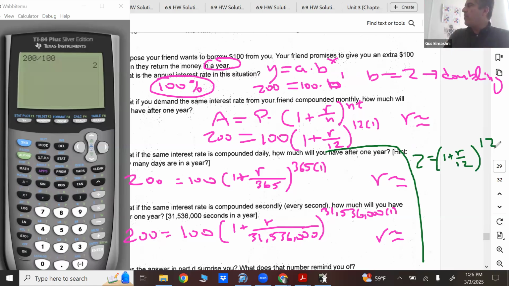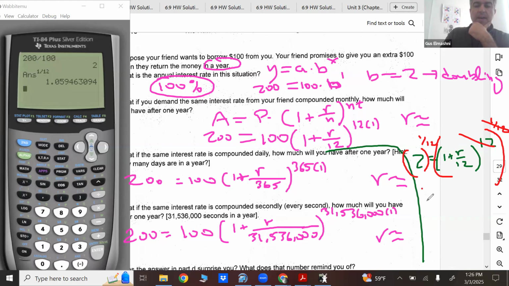Okay, how do I get rid of that 12 exponent? What do I do to both sides? Not square root, but close. What kind of root do I do? The 12th root, exactly. So I have to raise that to the 1/12th power. Yes, because when you raise a power to a power, you multiply the exponents, and anything times the reciprocal becomes 1. That's why it gets rid of it. So 1.0595.